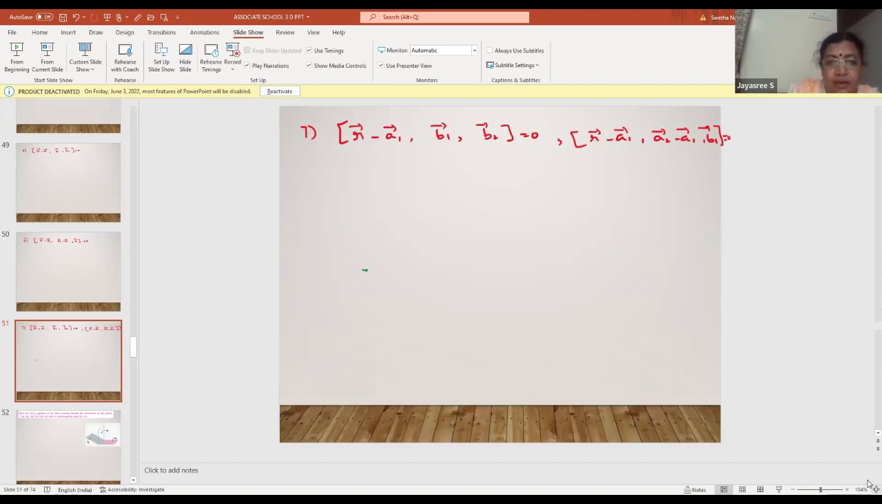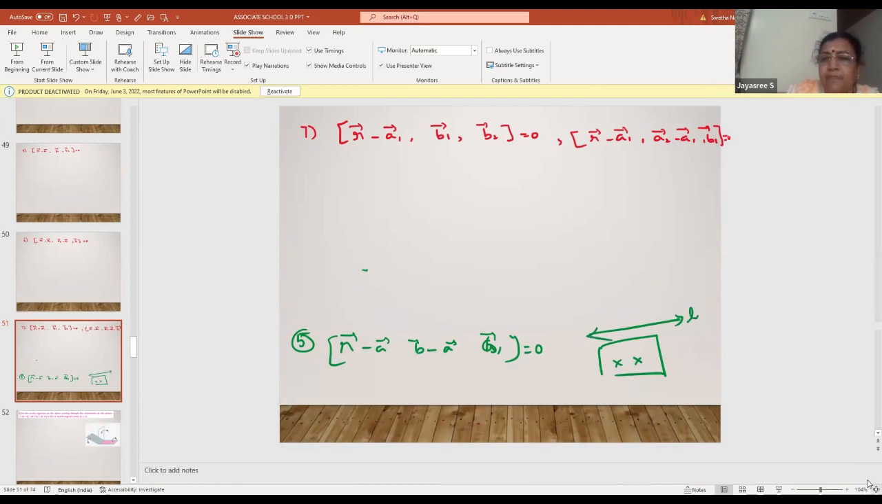So I am still on the fifth pattern: R vector minus A vector, B minus A vector, and B1 vector. What does this concept say? This concept is passing through 2 points and parallel to a line. So B minus A is perpendicular to the n vector, and B1 vector is also perpendicular to the n vector. The n vector can be found by the cross product of B vector minus A vector cross B1 vector.